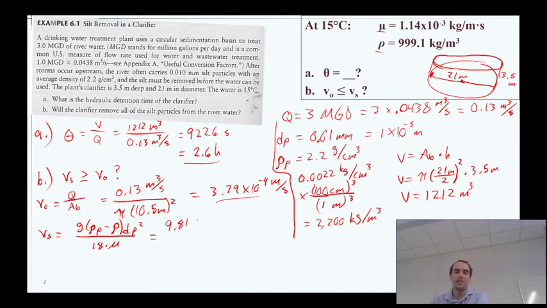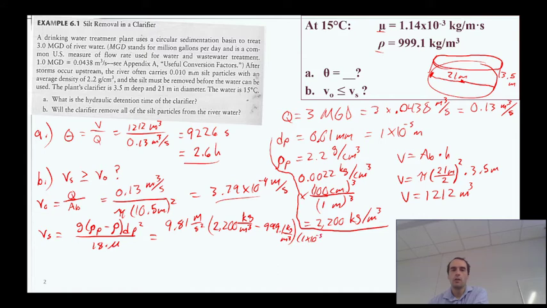So we can continue with 9.81 meters per second squared for the acceleration due to gravity. Then we've got our particle density, 2,200. Good idea to write out the units just to make sure you have done the conversion, because you'll notice here if you had not, minus 999.1 kilograms per cubic meter. All that times our diameter, which was 1 times 10 to the minus 5th, squared.